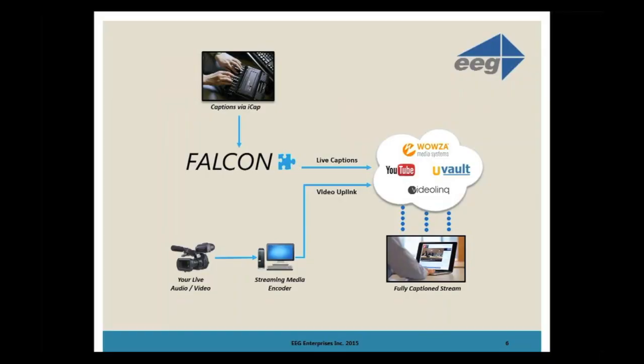Okay, so what we just saw there is video that we sent through our own streaming media software pointed to JW Player. It's pretty simple. While at the same time we use the Falcon access code we created to send those captions to our stream via the Icap software. And the end result is a perfectly captioned live web stream.